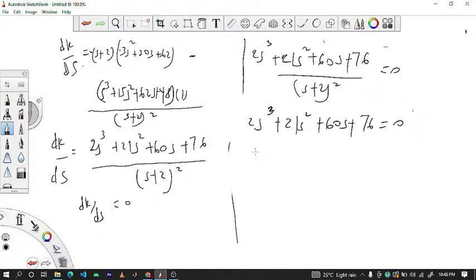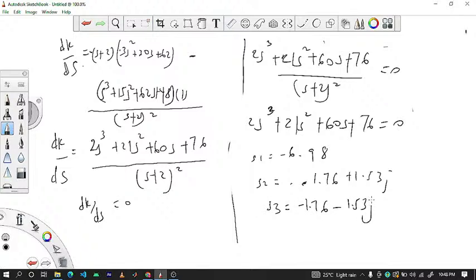When you get here, you do calculator work. You punch, so you get your first S1 value to be negative 6.98. Then you get S2 to be negative 1.76 plus 1.53j. You get S3 to be negative 1.76 minus 1.53j. So these are three values.